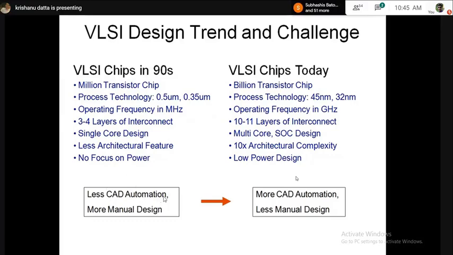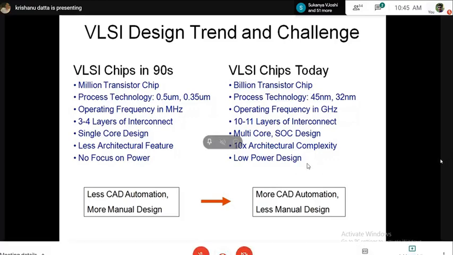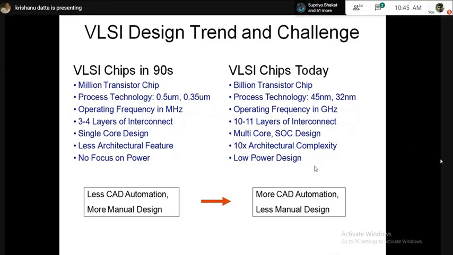Less CAD automation, it used to be, right? Computer aided design automation was less, more manual design. And today, it is more CAD automation and less manual design. Without CAD automation, with time to market within 6 months to 1 year, with this level of complexity, automation is the only way to go.